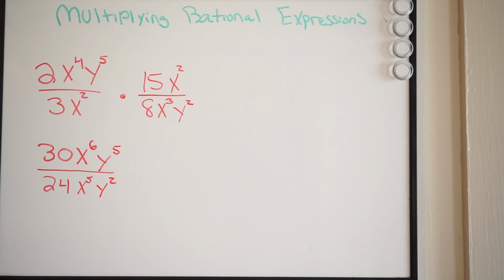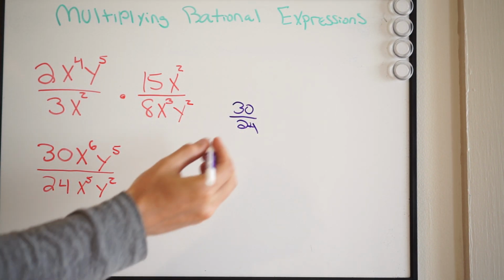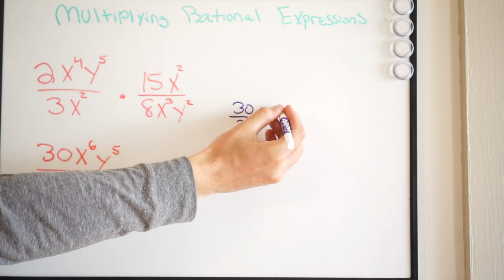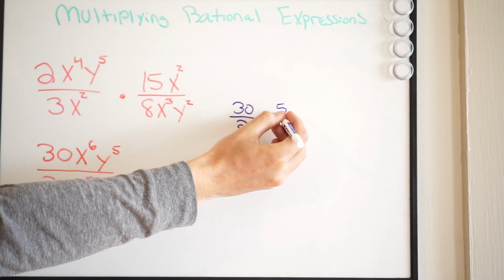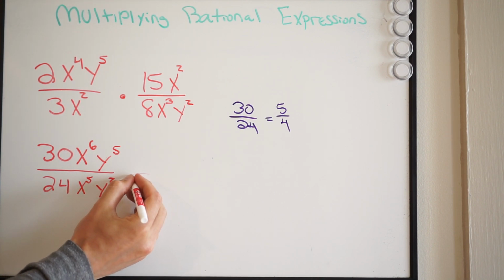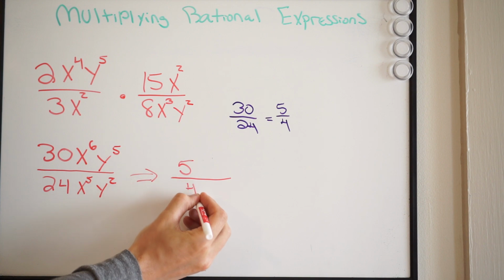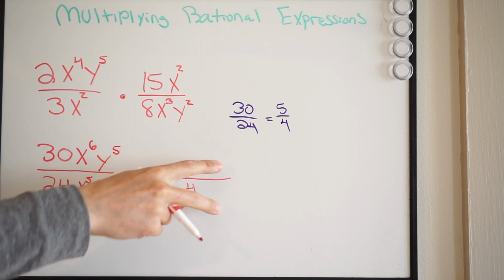Now all you have to do is go through this and do the operation. Again, work your coefficients first. 30 divided by 24, well, we can reduce that. What's going to go into both of these? 6 will go into 30 5 times, and 6 will go into 24 4 times. So this will reduce to 5 over 4. I'll make a little arrow and write 5 over 4, leaving room because I'm going to add to this.